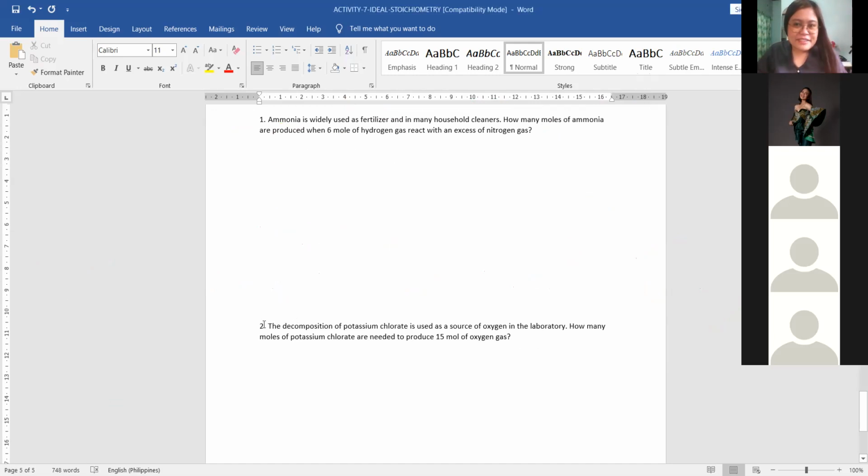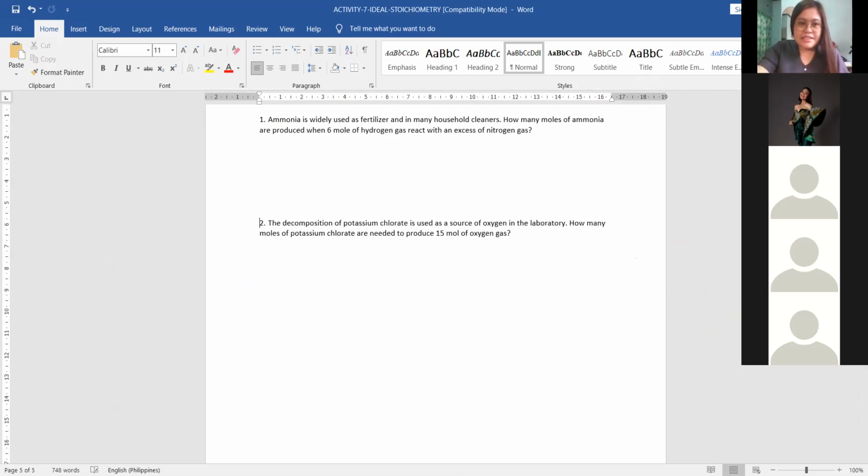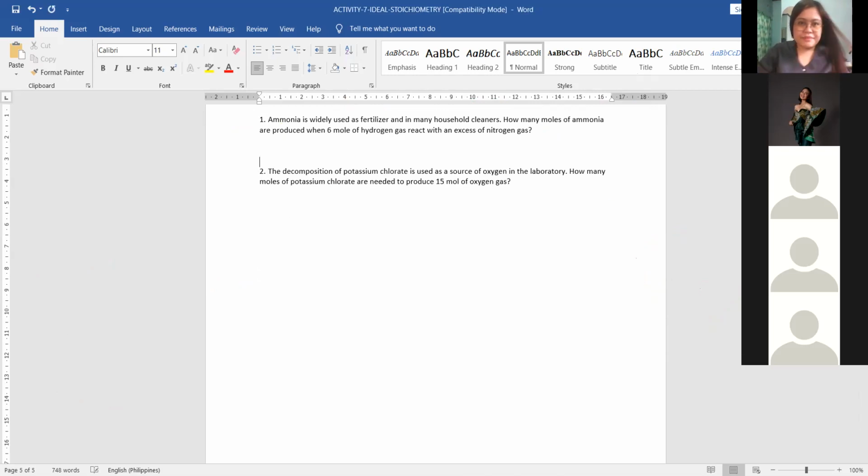Let us continue. So let's answer the second given. So we have here the decomposition. Take note of the word decomposition para magkaroon mo og mga hint kung asa siya nga part sa equation na kabutang. Okay, the decomposition of potassium chlorate is used as a source of oxygen in the laboratory. So how many moles of potassium chlorate are needed to produce 15 moles of oxygen?